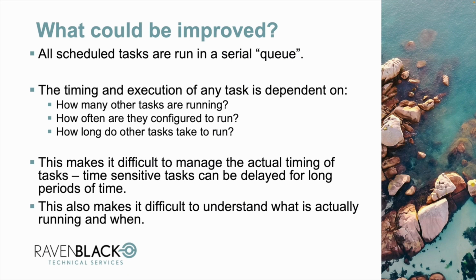So from a real-world point of view, the problem you have is that all scheduled tasks are run in a serial queue. This means the timing and execution of any task is dependent on how many other tasks are running, how often they're configured to run, and how long they take to run. This makes it difficult to manage the actual timing of tasks. Sometimes sensitive tasks can be delayed for long periods of time. This also makes it difficult to understand what is actually running and when.